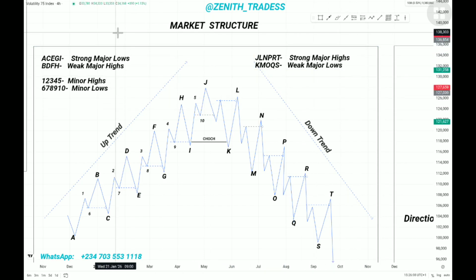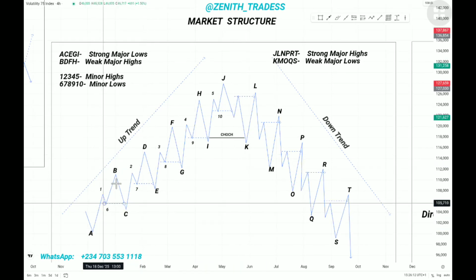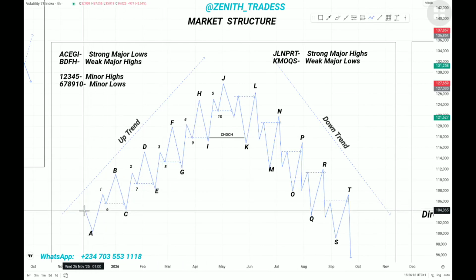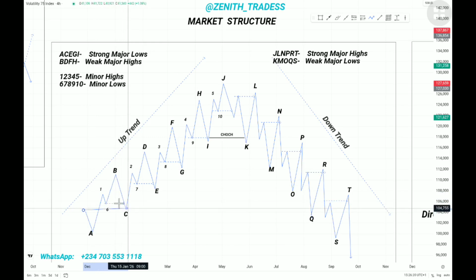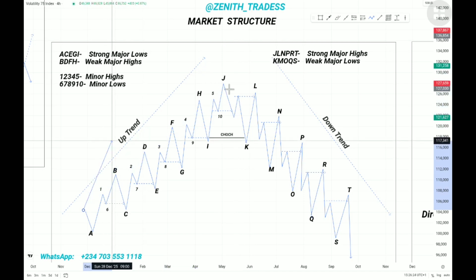This is market structure. You already know how this comes about. I've explained open, low, high, close, right? You see, this price opened here, it gave us a low, it went high before coming to close. So this is the exact open, low, high, close that is forming a trend. This is uptrend, this is downtrend.